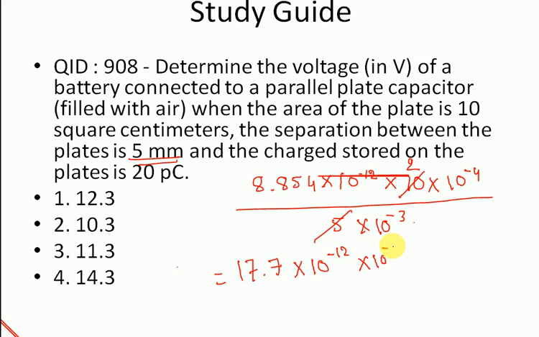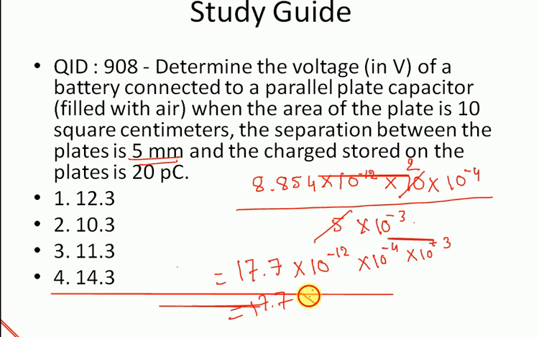to the power minus 4 into 10 to the power plus 3. Okay, so what will become? Minus 4 plus 3 is minus 1, and minus 1 minus 12, that will be minus 13. As it is in the power, 10 to the power will be added or subtracted as per their sign convention. So the answer will be 17.7 into 10 to the power minus 13.